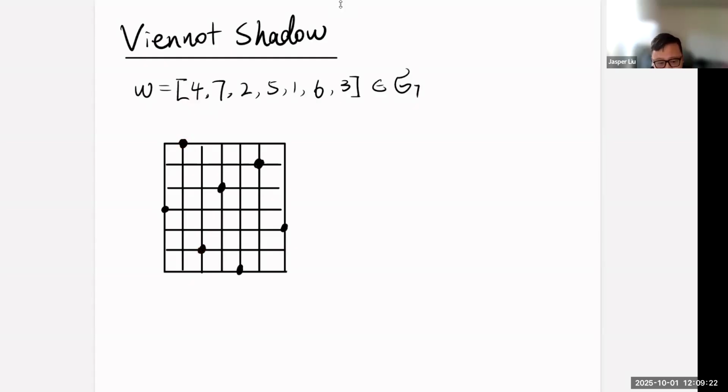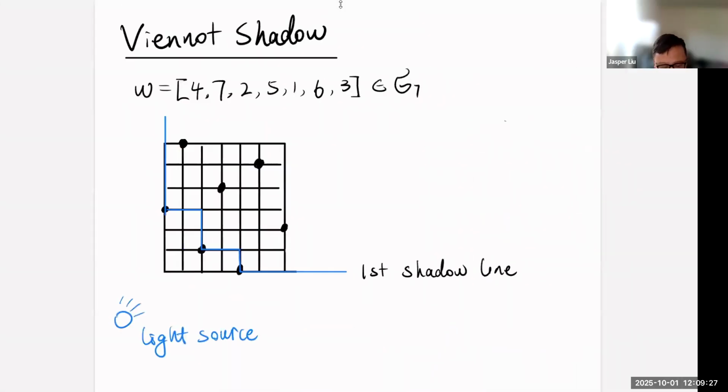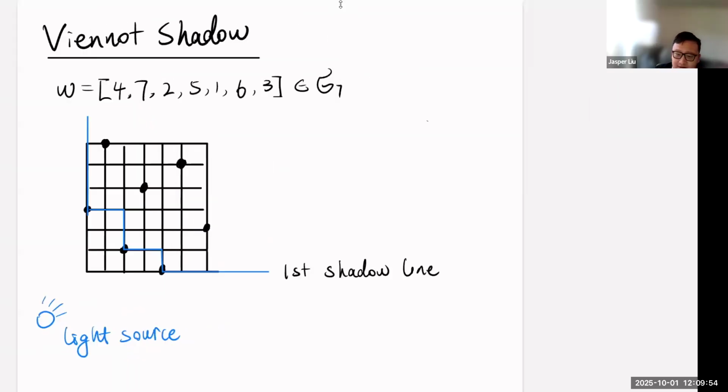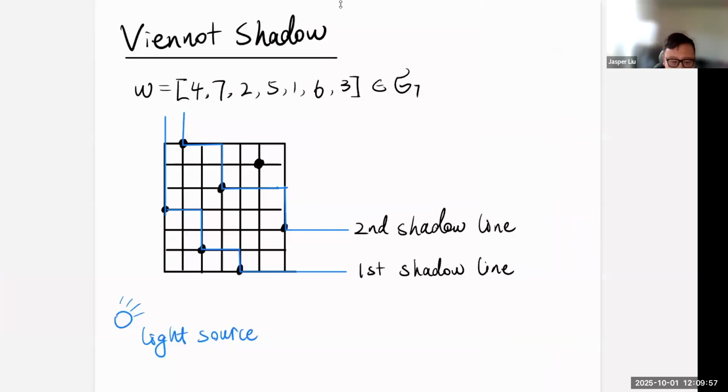And now imagine there's a light source on the bottom left that shines northeast, like this. And all the points will block everything to its top and to its right. So that means this entire region will be shaded, and we will draw the boundary of the shaded region here, and we'll call it the first shadow line. And then we'll remove everything on this first shadow line and repeat this process. So we can recover the second shadow line, the third shadow line, and maybe more.